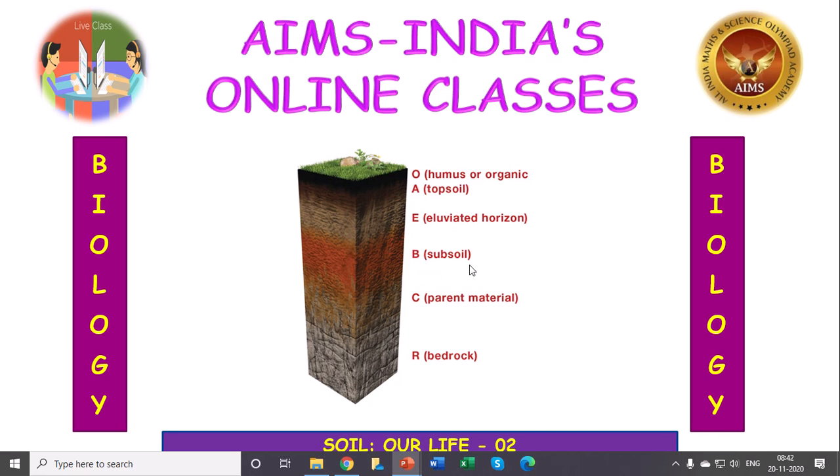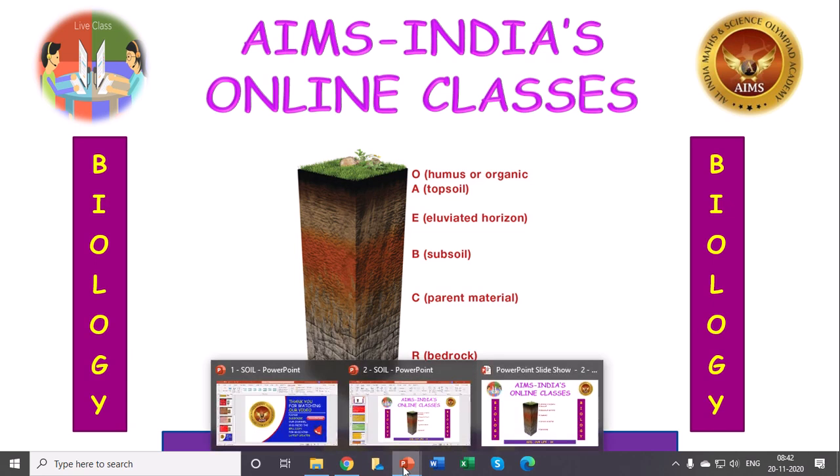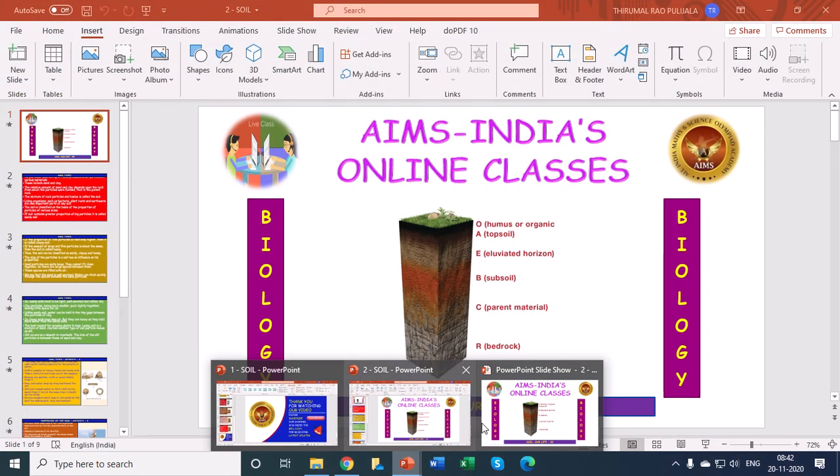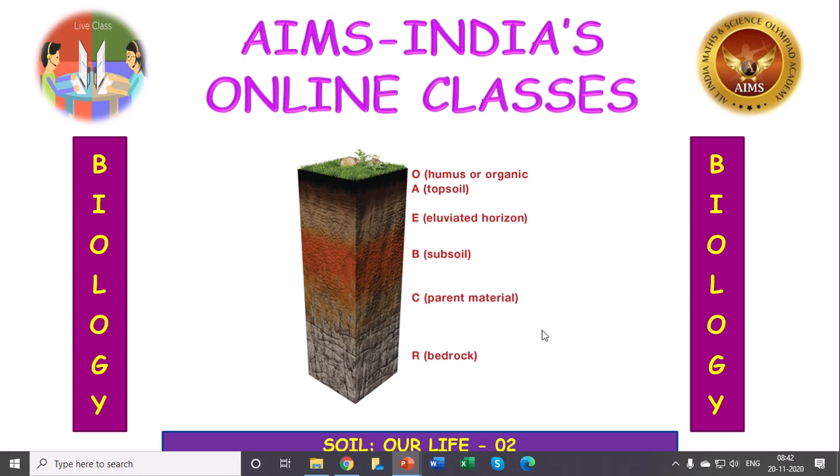B horizon contains subsoil. The particles of A horizon are somewhat smaller than the B horizon. B horizon particles are somewhat large in size. Then beneath it, C horizon, it is also called parent material, and the D horizon or R horizon, it is also called bedrock. Bedrock. So like that, there are different horizons present.